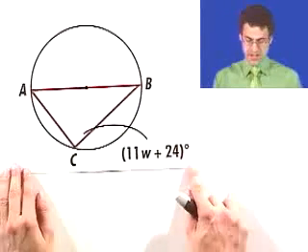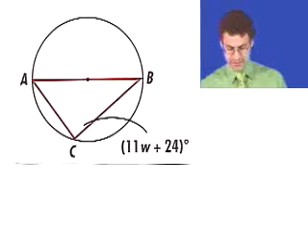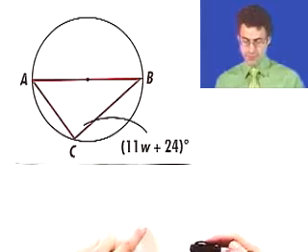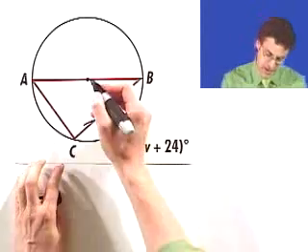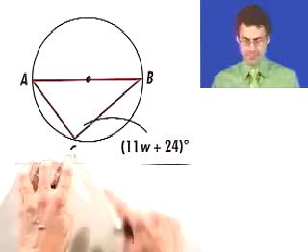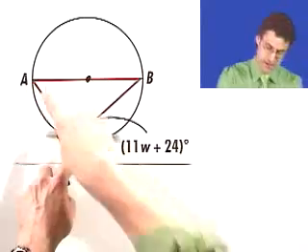So, this question asks us to find W. When you look at this picture, it looks like we don't know too much, just that this angle is given by 11W plus 24. But if you look closely, you see that there is the center of the circle. And so I see that, in fact, this is a diameter. This is a chord going to one end of the diameter. This is a chord going to the other end of the diameter.